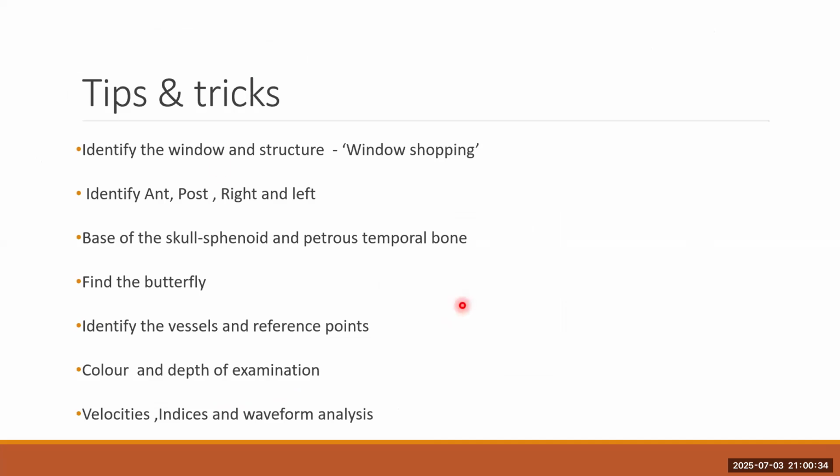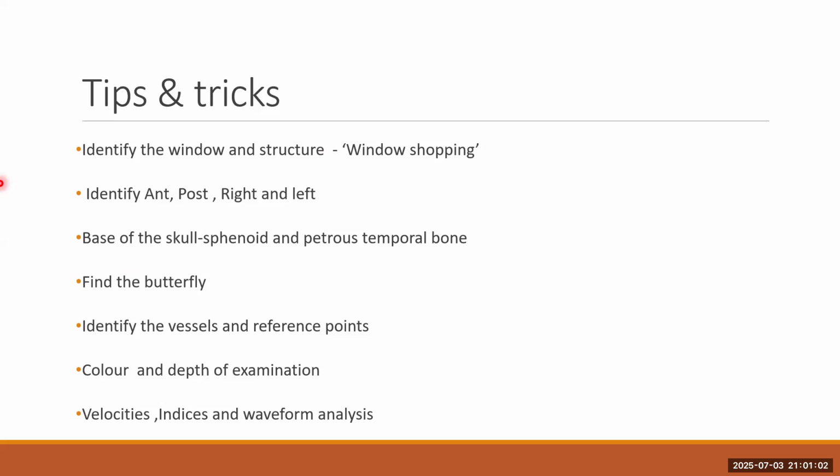We need to do window shopping. We need to identify the structures. We need to identify the landmarks, identify which is anterior, which is posterior, which is right and which is left. It is right-left agnostic. Only if I mention on the window that this is the right ACA will we get to know, whereas if I don't mention it, we will never be aware. Hence we need to write it down as and when we image the vessels.